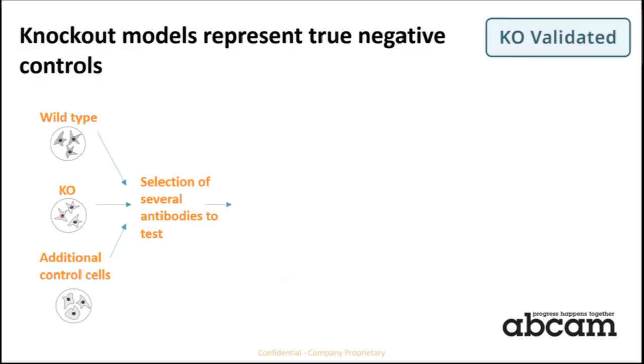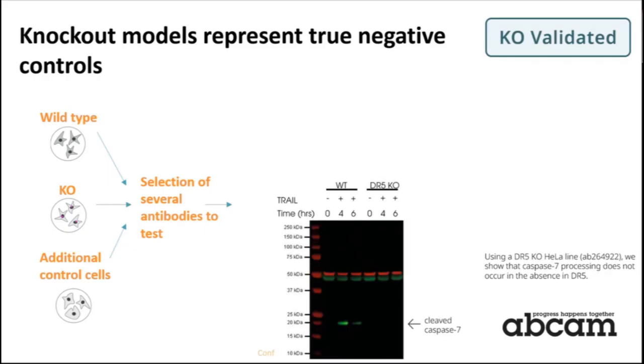Another key highlight on our quality control is that we have been using knockout cell line models to validate our antibodies so that you do not have to do so. We currently have over 4,500 KO validated clones available on our website. So whenever possible, we will do a Western blot with the KO cell line. So for example, in this image, you can see that for the DR5 KO cell line, the cleaved caspase 7 band is missing, which indicates that this antibody is specific to the caspase 7 protein.